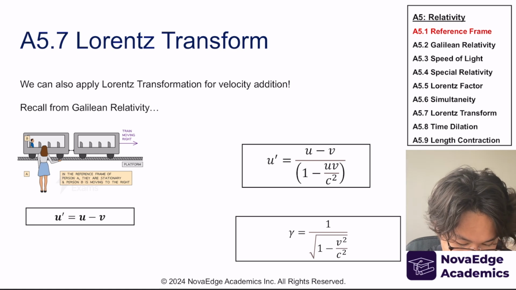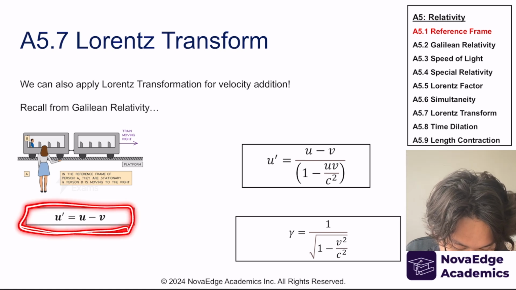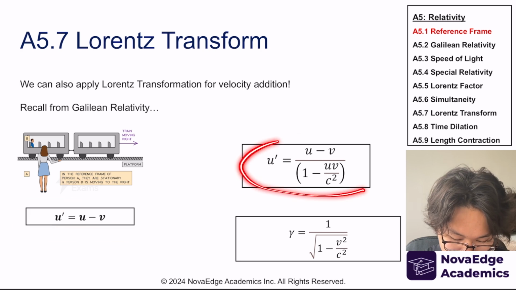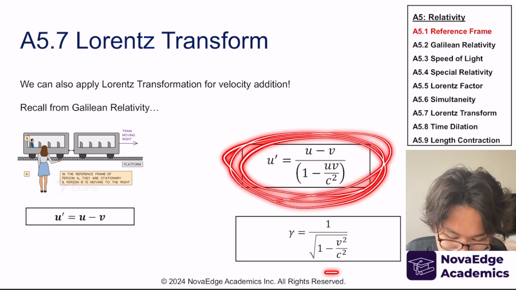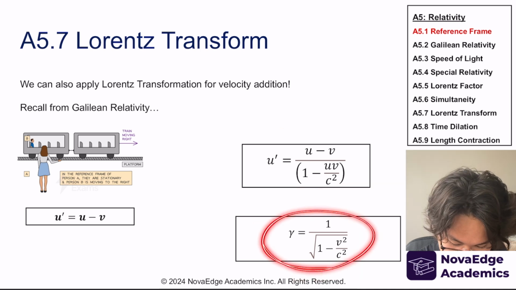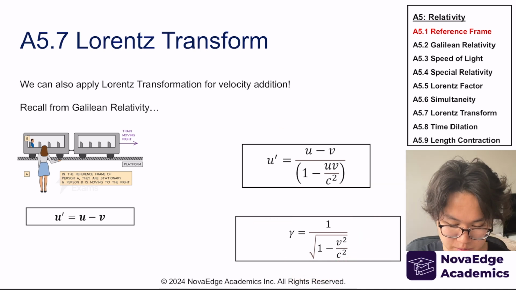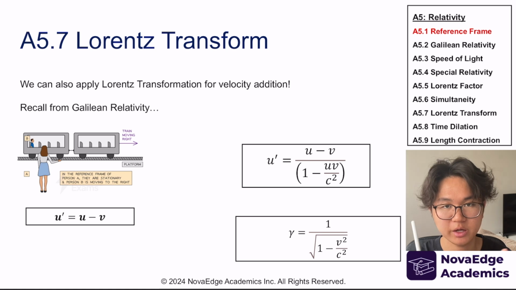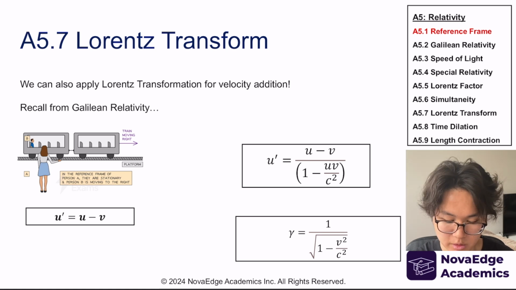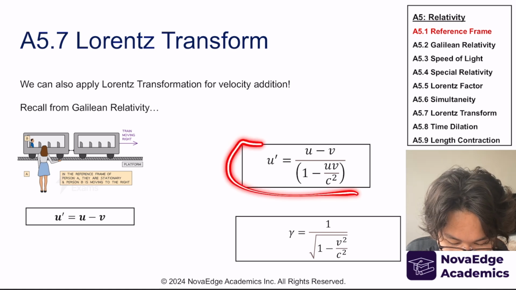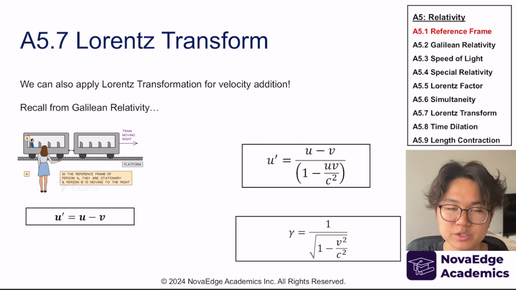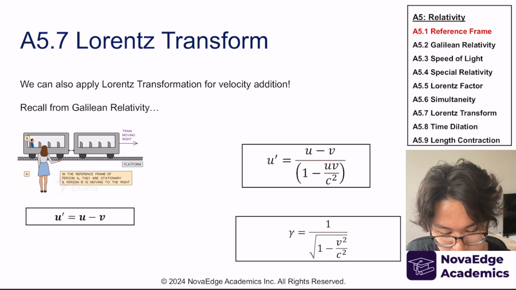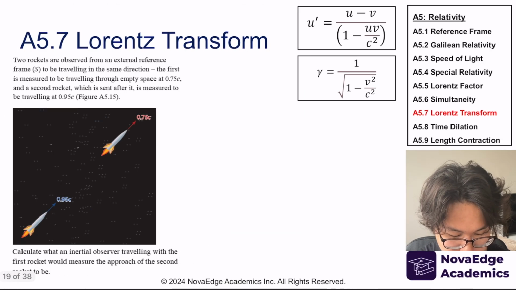So recall from Galilean Relativity, we did the velocity correlation as this, but now it looks a bit similar to this, and it looks a bit similar to the Lorentz Factor, sorry. And that's because Lorentz Transformation takes into account both Lorentz Factor and relativity of simultaneity, right? So essentially, this is what you get, and you have to be able to use this equation. You don't need to know how it's derived, you just need to be able to use it appropriately. So let's try using it. Pause the video and give this one a try.